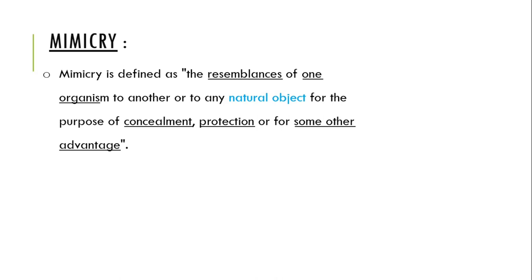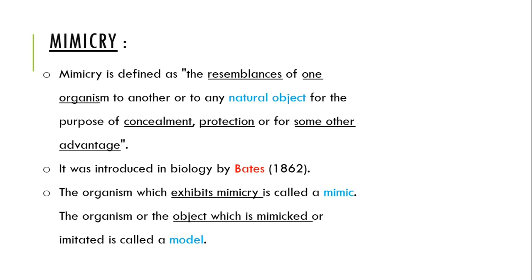Mimicry is a resemblance of one organism with any other organism or any natural object, just for the purpose of protection, concealment and some other advantages. For their own purpose, they imitate some other organism. This is termed as mimicry, and it was found by a scientist called Bates in 1862. The organism which performs mimicry, like a person who imitates the voice of a celebrity, is known as a mimic, and the celebrity whose voice is being mimicked is called a model. So there are two things, mimic and model.